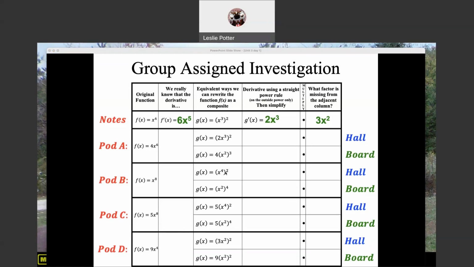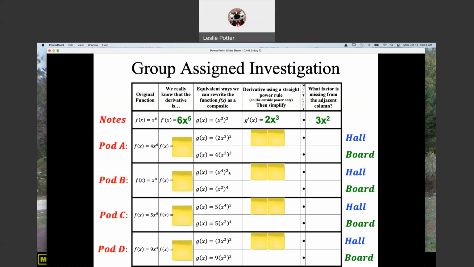Back as a group, just a sec. Sorry. You're going to use a square Post-it to find the derivative as a group. Then you're going to use the rectangular Post-it to get the outside derivative, and then another square Post-it for the multiplier. Then we're going to try that a different way, a different type of composite with the same function, and see if we can see a pattern.